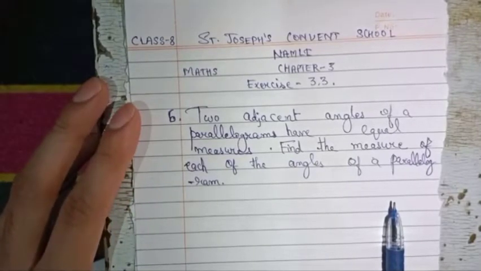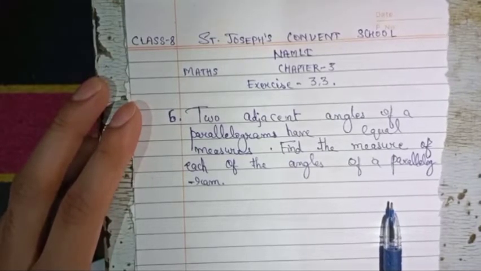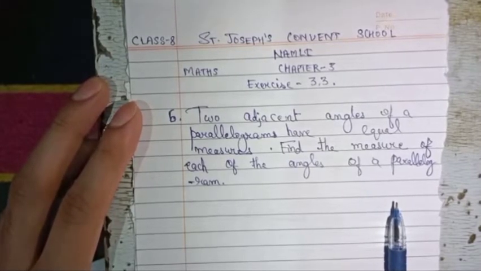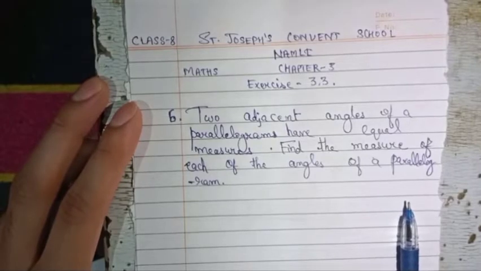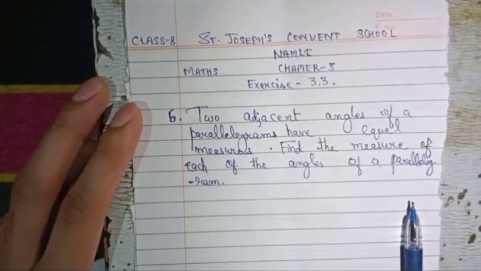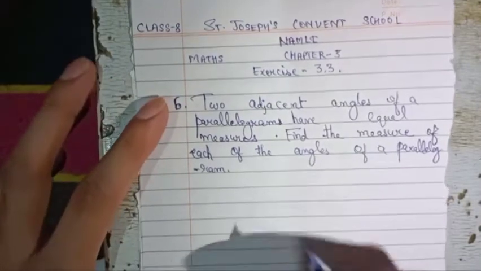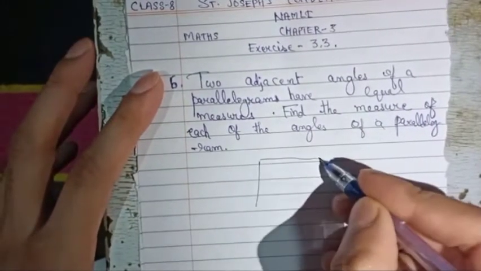Today we will proceed with question number 6 of exercise 3.3. Question 6. Two adjacent angles of a parallelogram have equal measure. Then we have to find the measure of each of the angles of the parallelogram. So suppose a parallelogram is given to us.